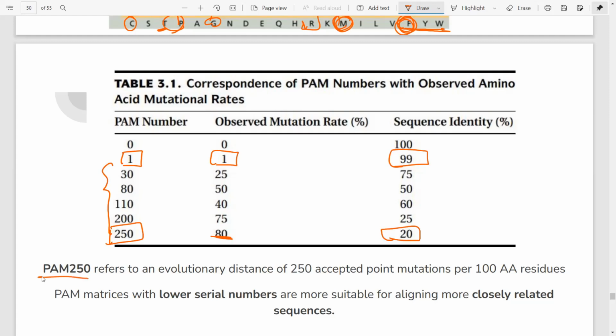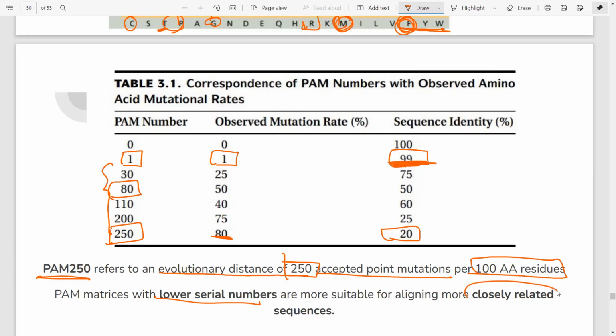So how do you read this? How do you read it if they give you PAM 250? PAM 250 actually refers to an evolutionary distance of 250 accepted point mutations per 100 amino acids. If I say PAM 80, PAM 80 refers to an evolutionary distance of 80 accepted point mutations per 100 amino acids. A lower serial number of the PAM means that it is more identical, that is, more closely related.